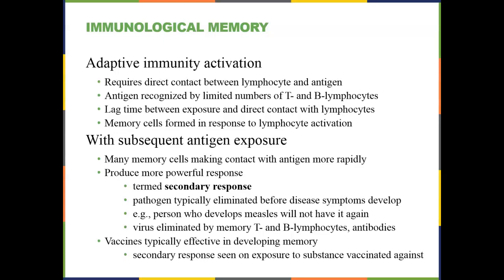But it also produces memory, and that's the important part of your adaptive immunity: your immune system adapts, and as soon as it has come in contact with the pathogen, it'll remember that pathogen, and you'll never have to worry about that pathogen again. And so that's the secondary response.